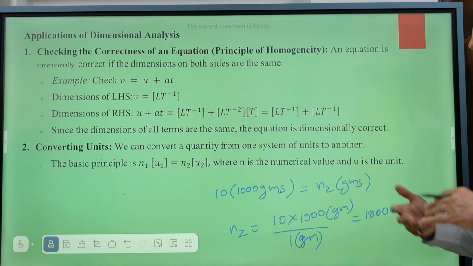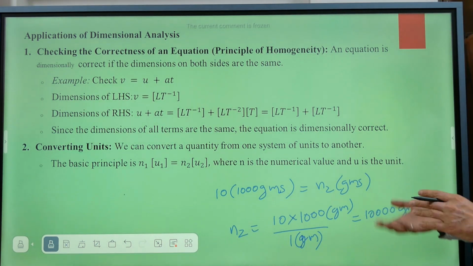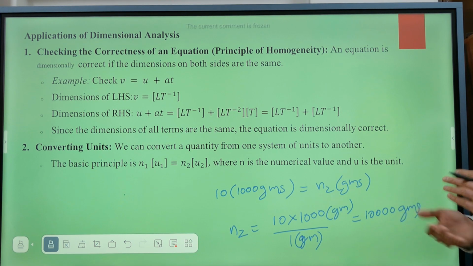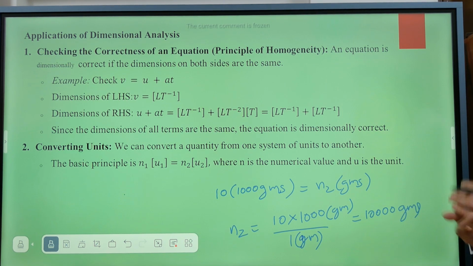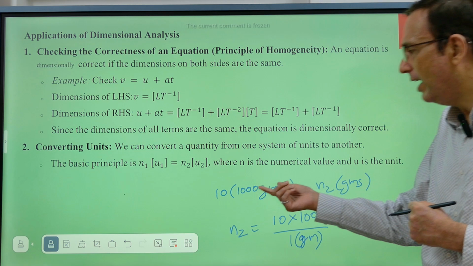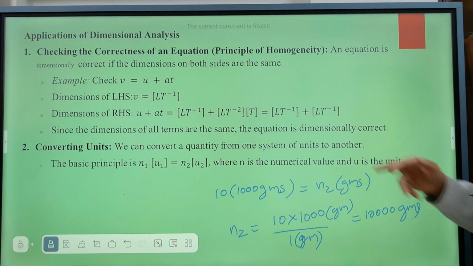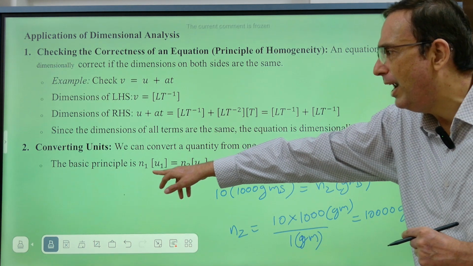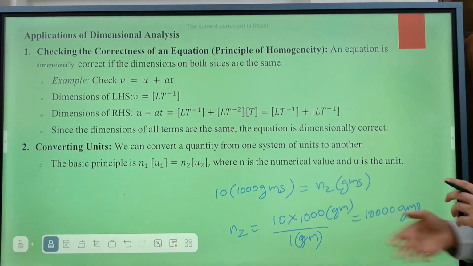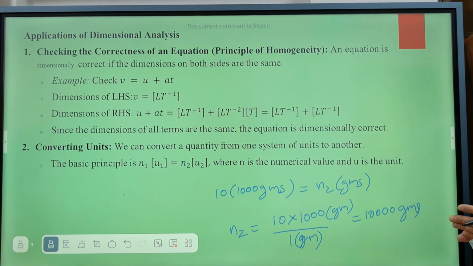So this is how you can convert units. Again, it is helpful if you know the conversion relationship between the two units. So if you know the conversion relationship between kg and grams, then you can easily, using this basic principle, n1 u1 is equal to n2 u2, convert from one system of units to the other system of units.